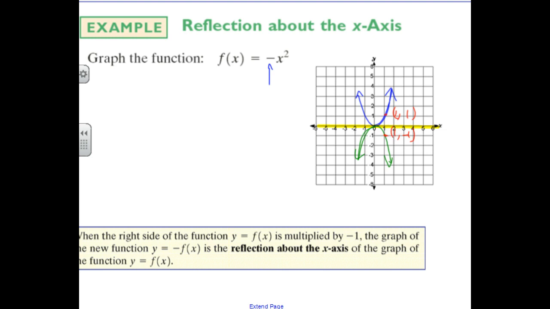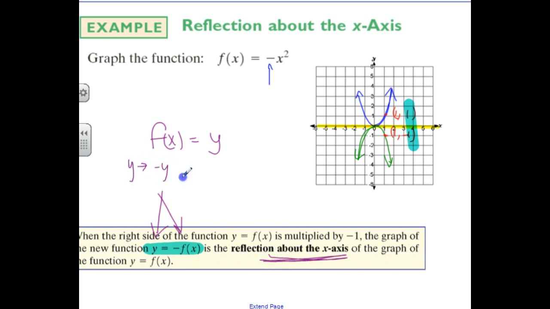I'm replacing the y with what? Negative y, and that's what this says. Remember, f of x is equal to y. So this says if you replace y with a negative y, then it reflects about the x-axis. So here comes the rule. If you replace y with negative y, it reflects about the x-axis.